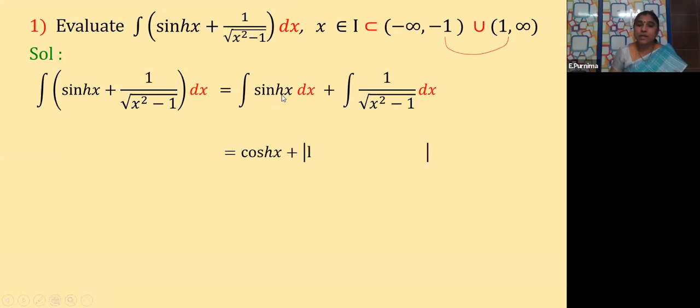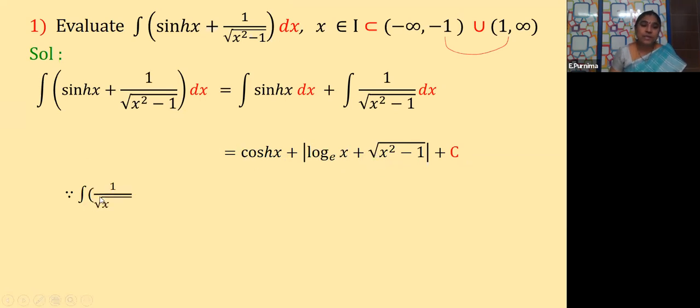What is the integral of sinh x? Cosh x, plus the integral of 1 by under root of x square minus 1, which is nothing but log base e of x plus under root of x square minus 1, plus c. So how can we write this formula here?